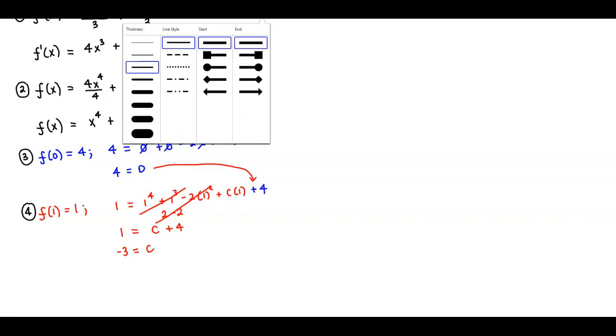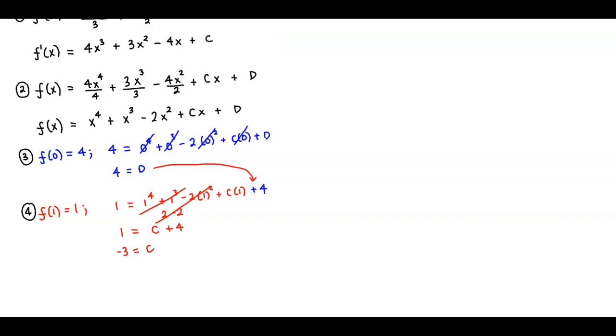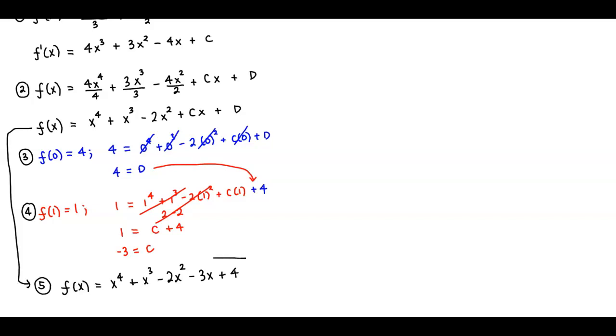So now we can rewrite our antiderivative that we got here in step 2. And so it's going to be f of x, which is equal to x to the 4th plus x cubed minus 2x squared. And we know that c is negative 3, so it's going to be negative 3x. And we know the value of d is 4. And so therefore, there is the antiderivative, or the function f of x, with the given information.